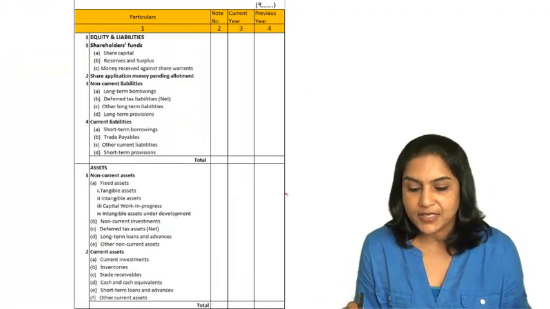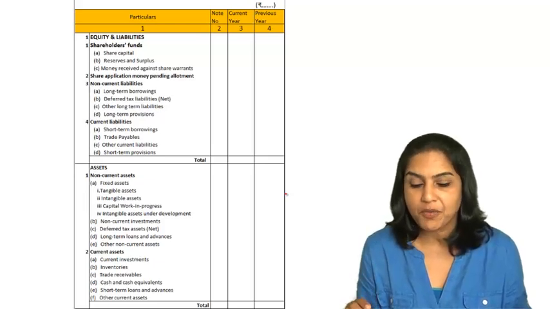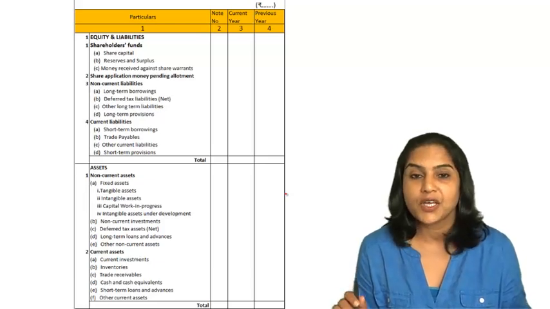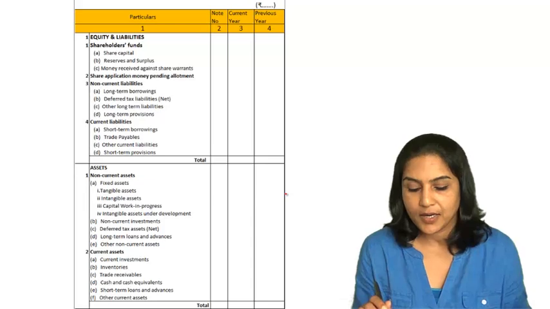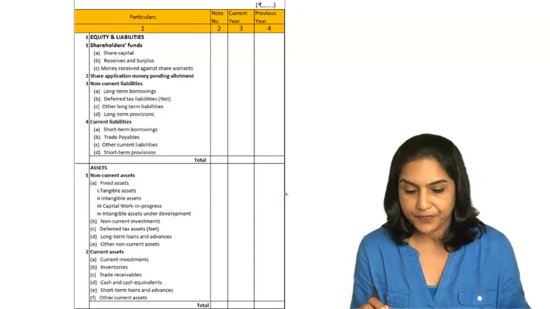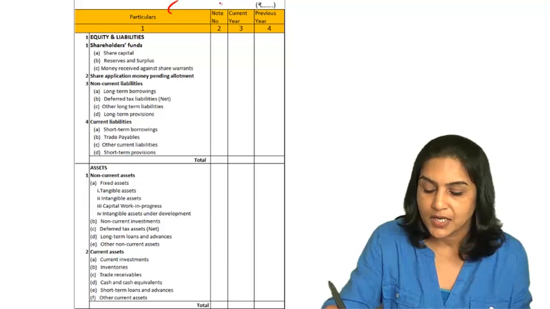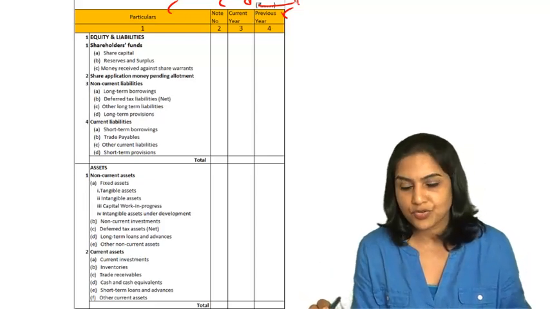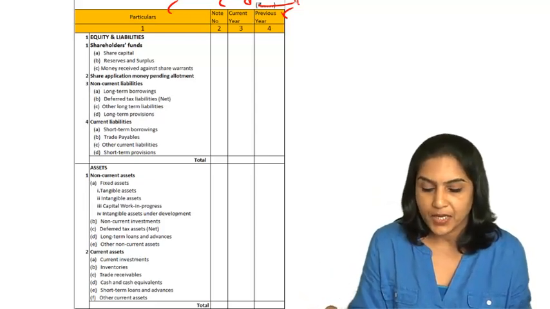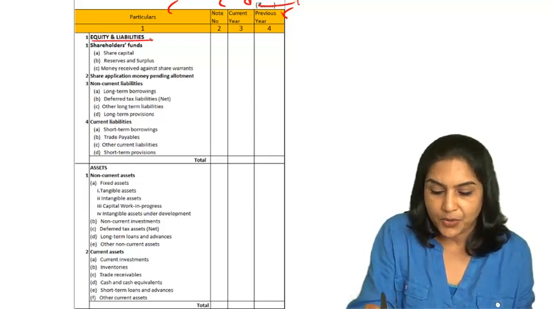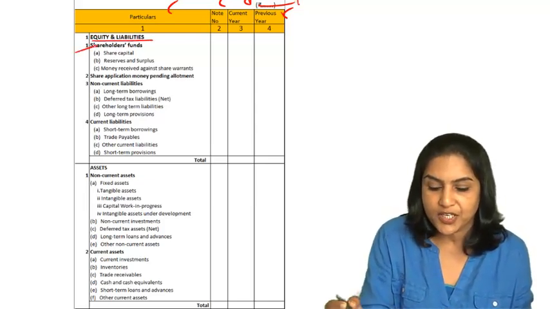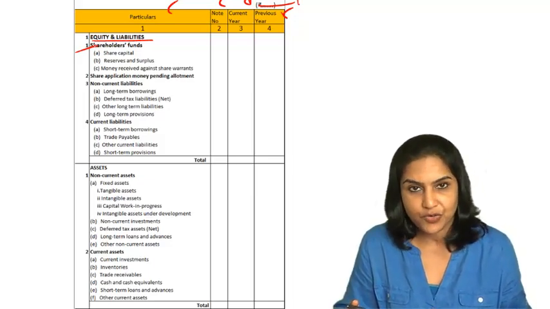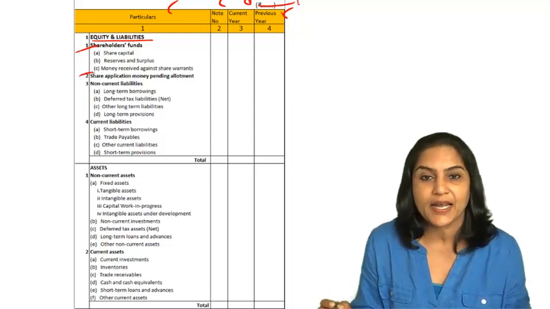This is the format of the balance sheet, the vertical form of balance sheet as per Schedule 3 to the Companies Act 2013. Particulars, note number, current year figures, previous year figures, rupees in thousands, rupees in lakhs, rupees in crores. We start with equity and liabilities. Start with the shareholders' funds. Under shareholders' funds, we have share capital, reserves and surplus, money received against share warrants. Then we have share application money pending allotment.